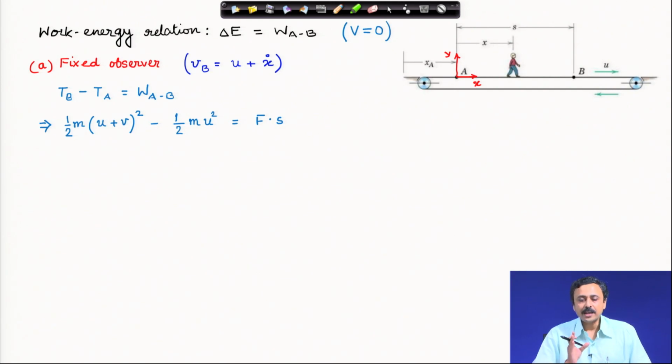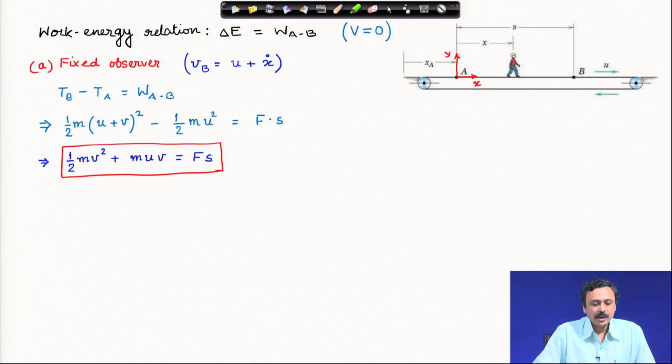Now, as a fixed observer, this S is the distance, as I mentioned, A and B are points fixed in the ground fixed frame. Therefore, x is S, this S which has been marked is the net distance travelled between A and B, and whatever be the force that is acting between the boy's shoe and the walkway, it is F, and F dot S is the net work done on the boy, which changes his kinetic energy as given on the left. If you simplify, then you get half m v square plus m u v is equal to F times S.